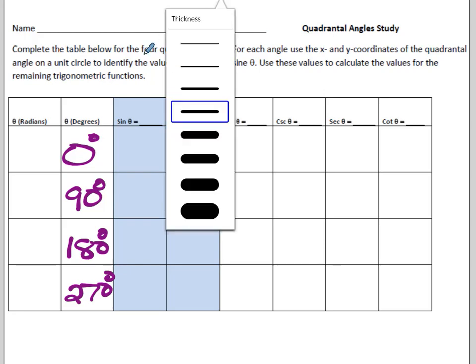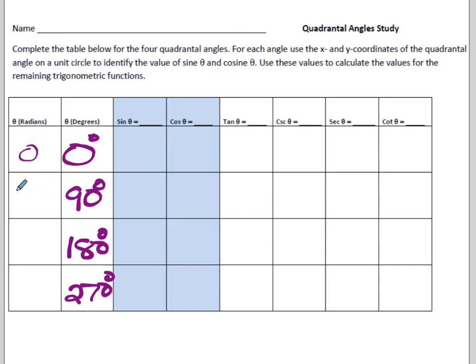And of course, hopefully we know that in radians, that's 0 radians, pi over 2 radians, pi radians, and 3 pi over 2.